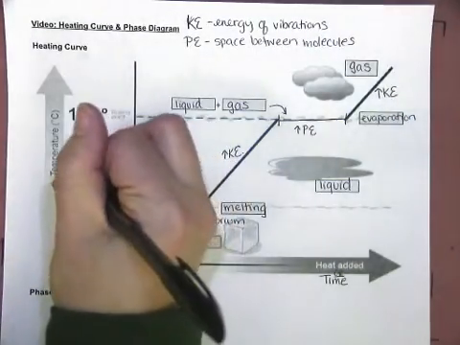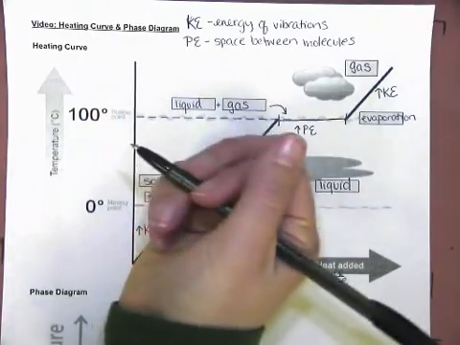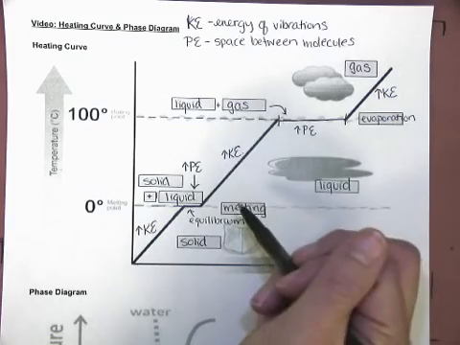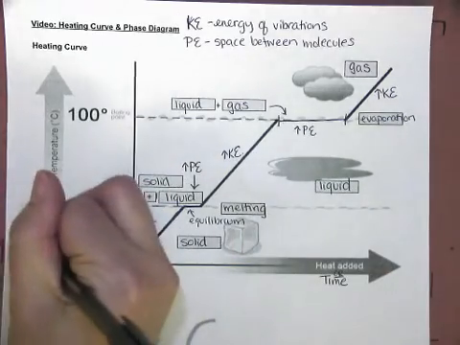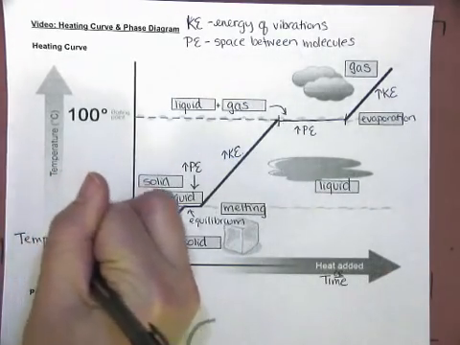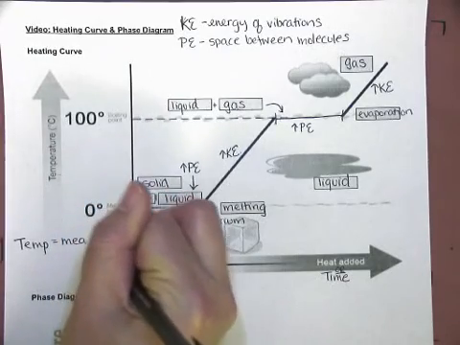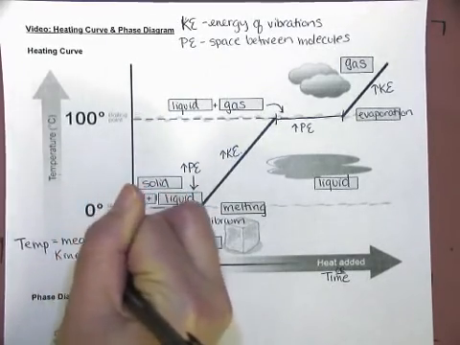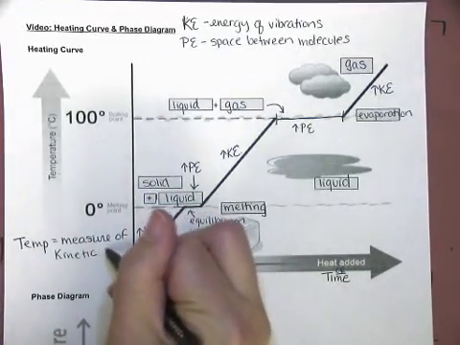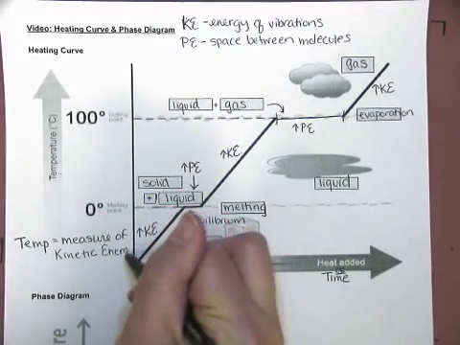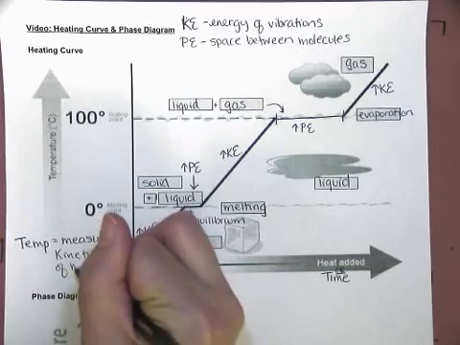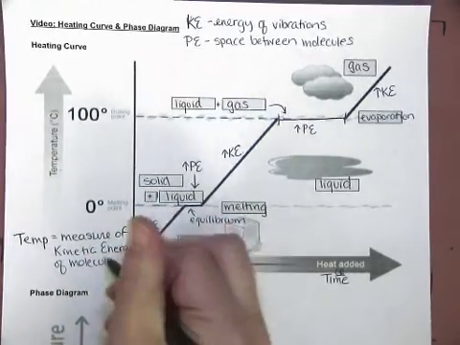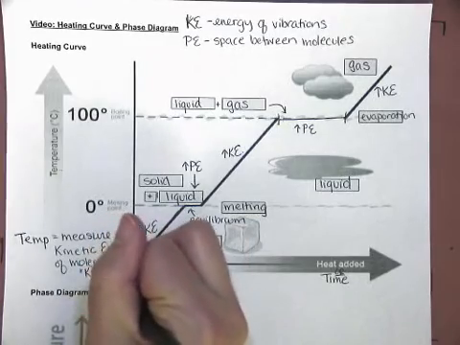So we can say that kinetic energy and temperature are equal. When I have no change in temperature, I have change in potential energy. So temperature is a measure of the kinetic energy of a molecule. And kinetic energy is abbreviated KE.